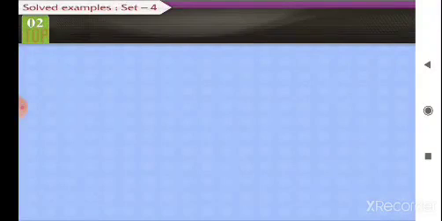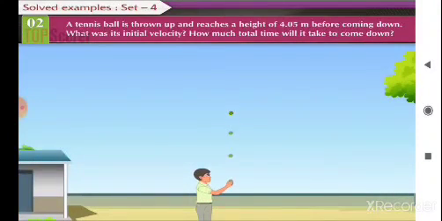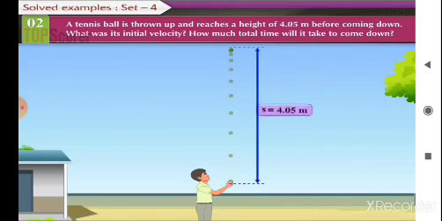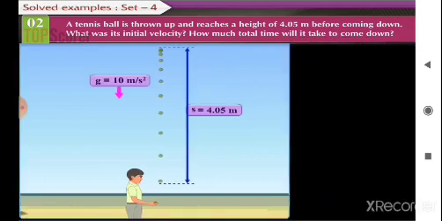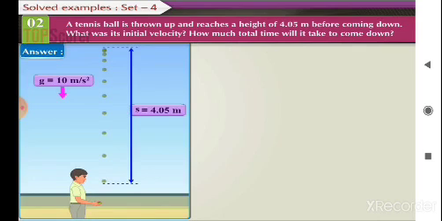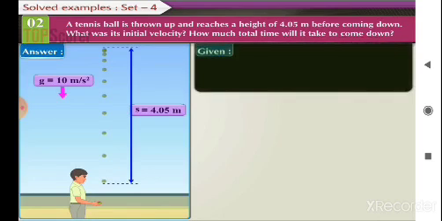Now, example second. A tennis ball is thrown up and reaches a height of 4.05 meter before coming down. What was its initial velocity? How much total time will it take to come down? Here we have to take g is equal to 10 meter per second square. Given V is equal to 0. S is equal to 4.05 meter. A is equal to minus g is equal to minus 10 meter per second square.